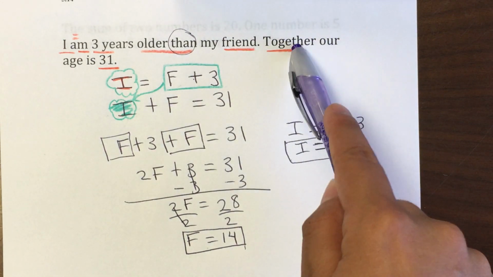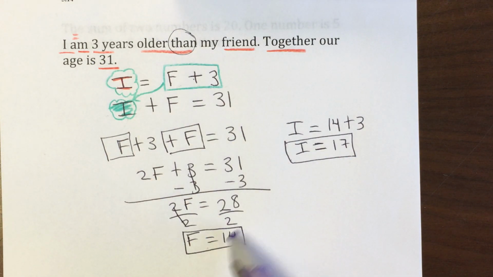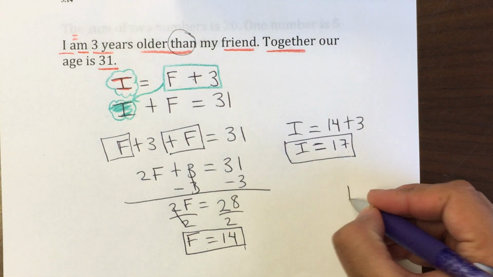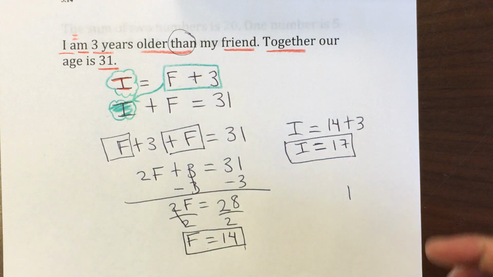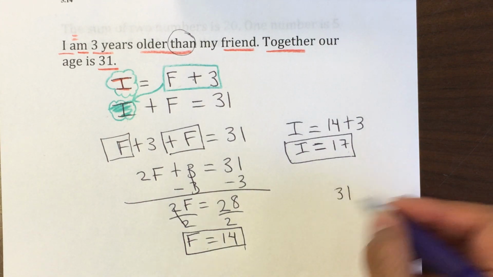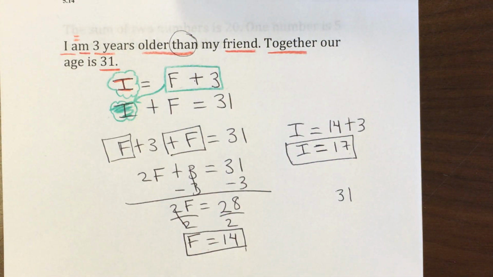Are our ages together 31? Well, if I add 7 plus 4, that's 11. I put the 1 and carry 1. 1 plus 1 is 2, and the 1 that I'm carrying is 3, so yes. So it checks for both of these sentences, okay?